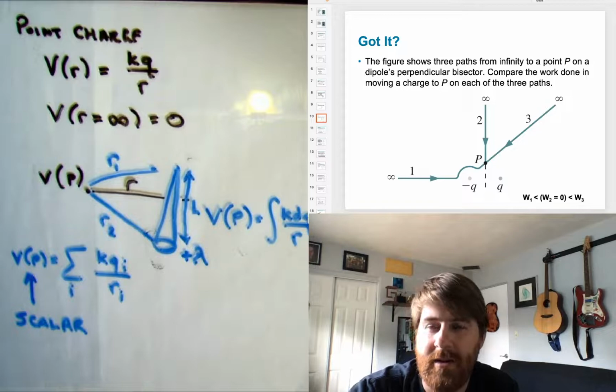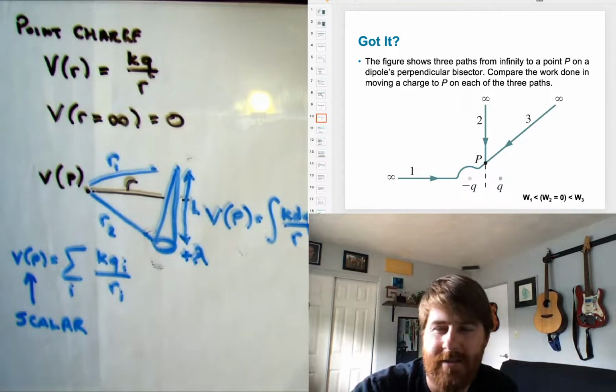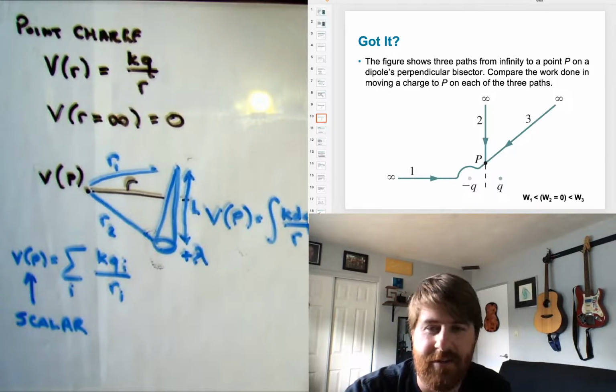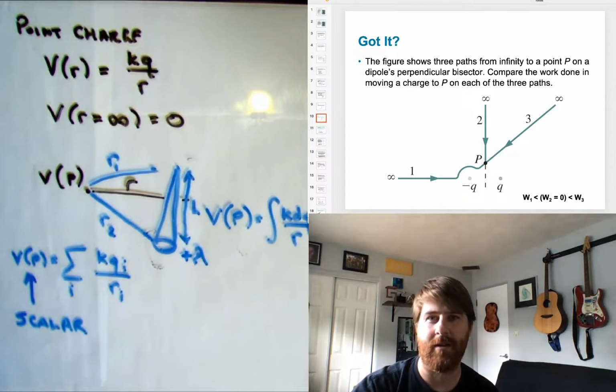All right, and the work done on 3, I'm coming in from more or less the positive charge direction. Positive charges, like charges, repel each other, so that will be the greatest amount of work that I would have to do.